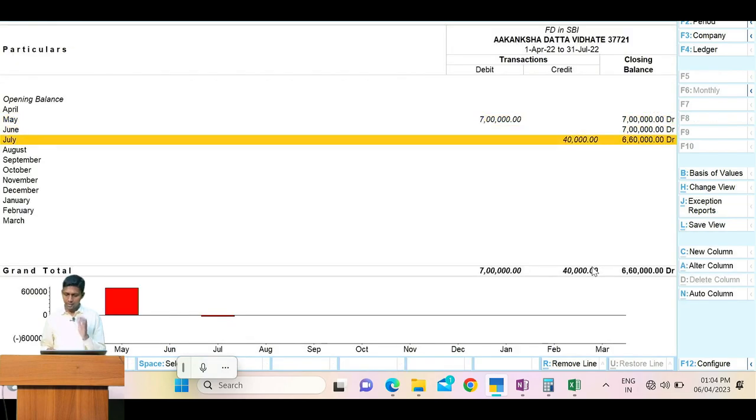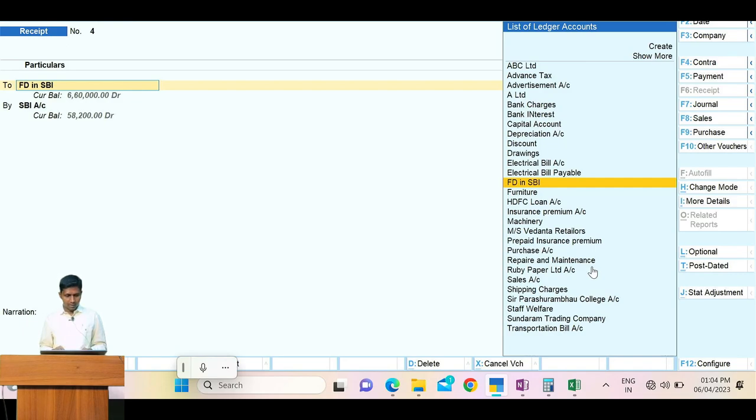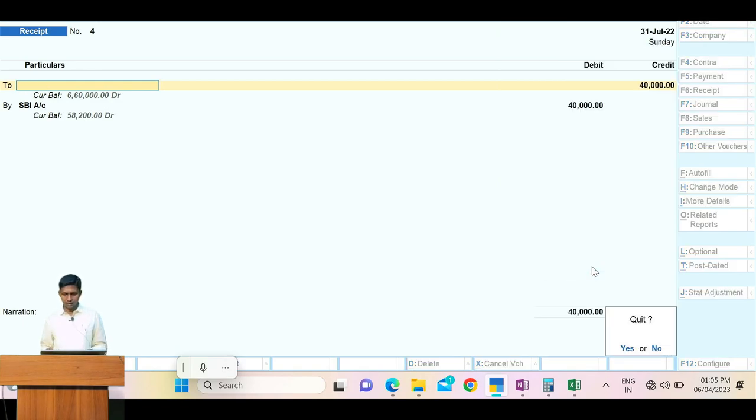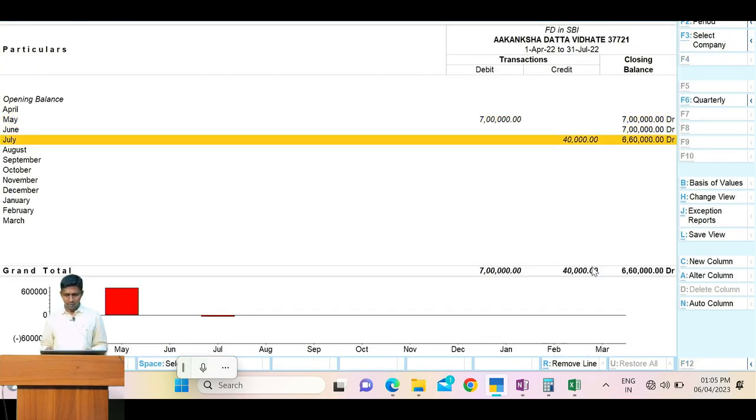Or straight away here only you can type interest received, interest on FD to SBI bank account, debit to interest on FD. Or this is also correct, this receipt is correct. First you will get interest, first provide for interest.